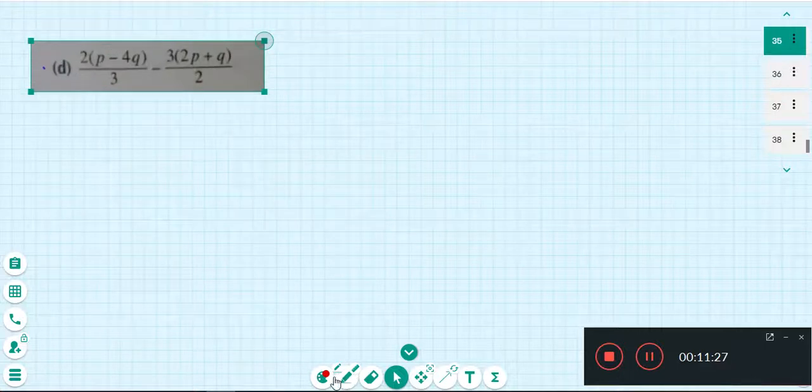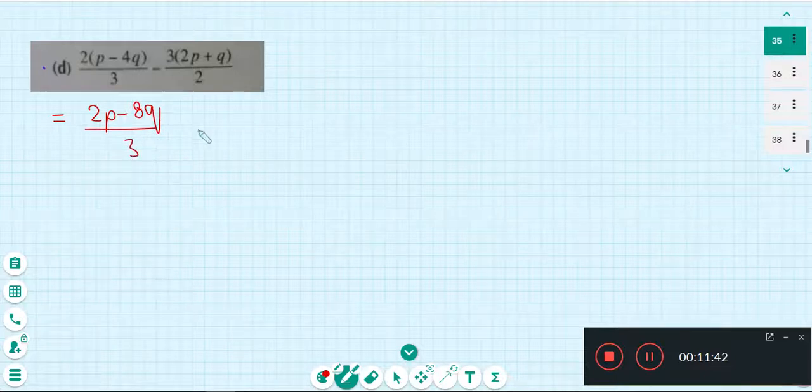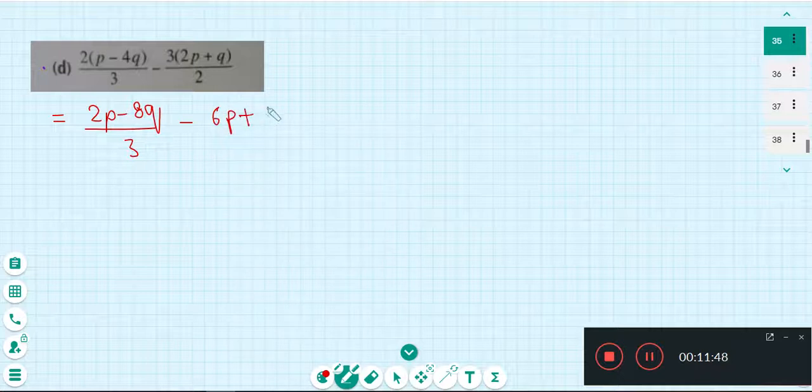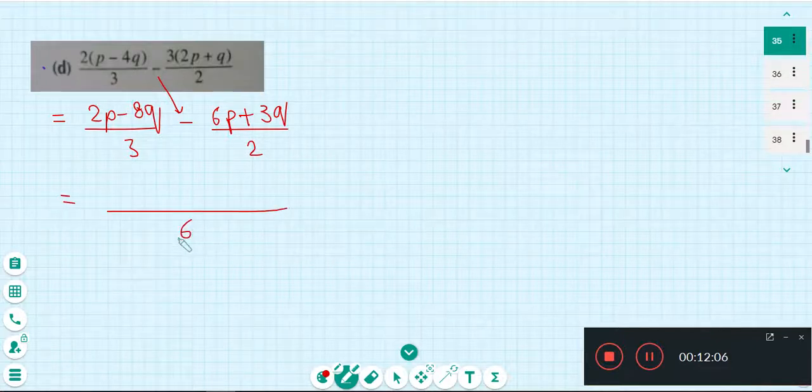In part D, we are opening brackets of each numerator. 2 into p 2p minus 8q whole over 3 minus 3 into 2p 6p plus 3q. I didn't take this minus sign into brackets, so minus as it is like this. So over 2. So LCM of denominators will be 6. So this is 6. Then divide this LCM by each denominator. 6 divided by 3 gives you 2. 2 will multiply the numerator.